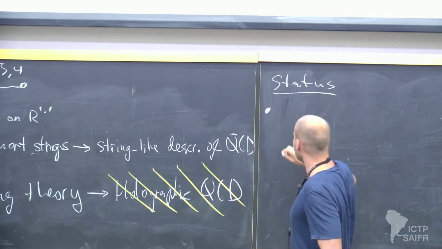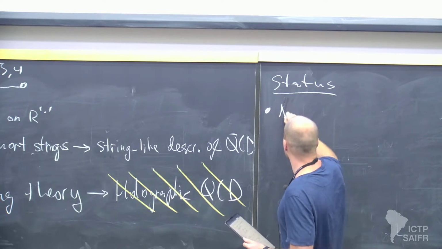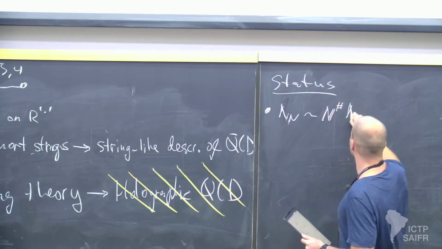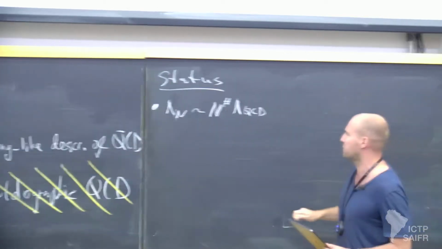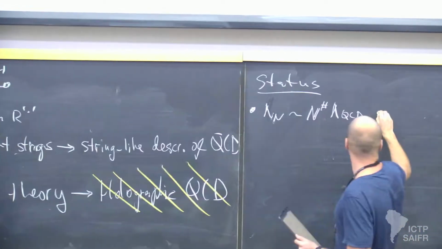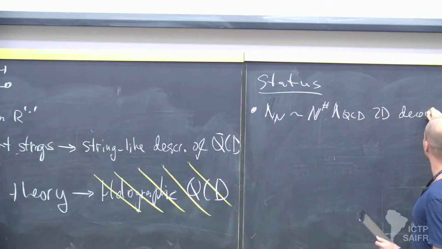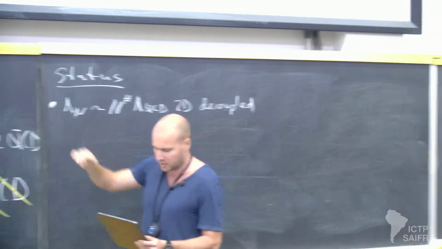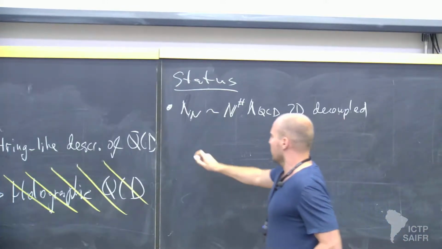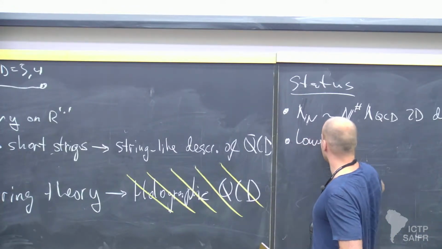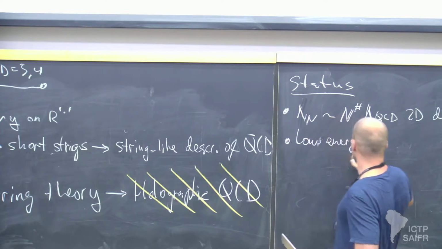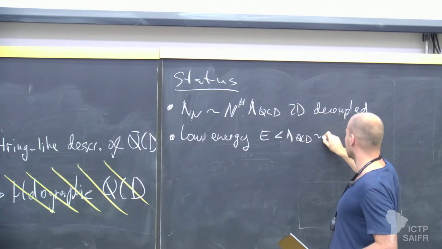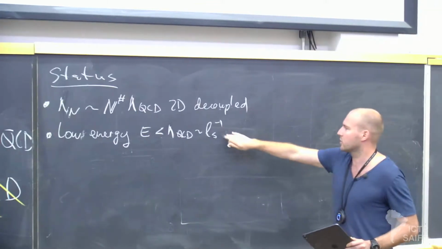So first of all, there is some scale that I'm going to call lambda n, which goes like n to some power times lambda QCD. Importantly, it goes to infinity when n goes to infinity, at which the 2D theory is decoupled from the bulk. So in particular, in the n to infinity limit, it becomes a unitary two-dimensional theory. Good. Second point is low energy, and low energy means energy smaller than lambda QCD. Also, I will use LS to the -1, the string tension to the -1, that is the same thing.